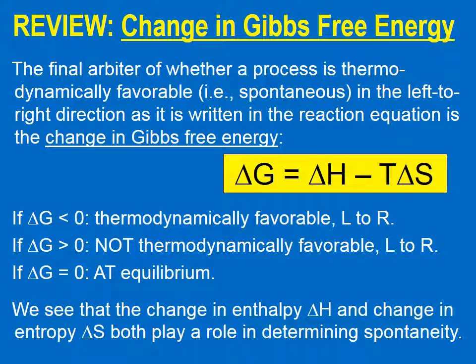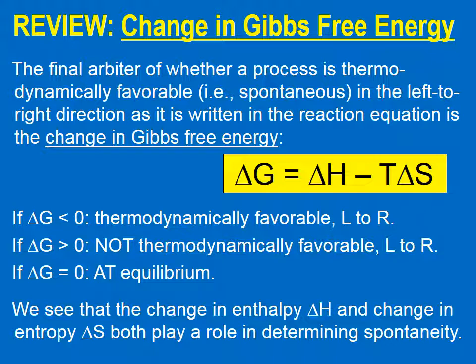Let's review. The final arbiter of whether a process is thermodynamically favorable, i.e. spontaneous, in the left to right direction, as it is written in the reaction equation, is the change in Gibbs free energy. Delta G is equal to delta H minus T delta S. If delta G is less than 0, that is, if it's negative, thermodynamically favorable, left to right. If delta G is greater than 0, that is, positive, not thermodynamically favorable, left to right. If delta G equals 0, then we're at equilibrium.